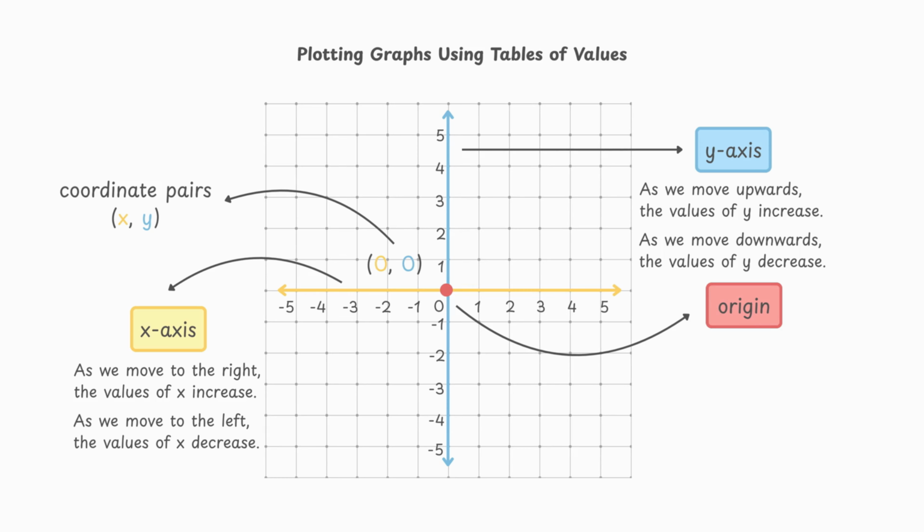This coordinate system allows us to plot points accurately, and once we plot several points, we can begin to form a graph. So before we move on, make sure you are comfortable with these ideas. The x-axis, the y-axis, the origin, and coordinate pairs. These are the building blocks for plotting graphs using tables of values.